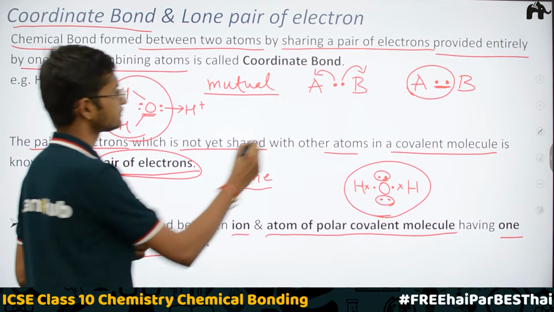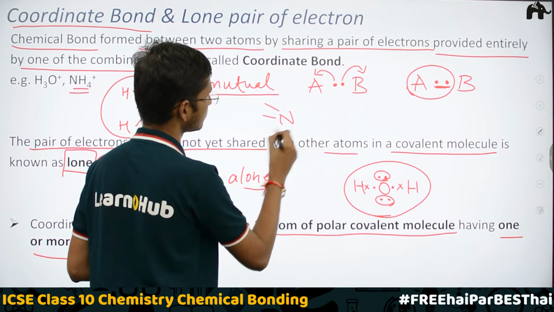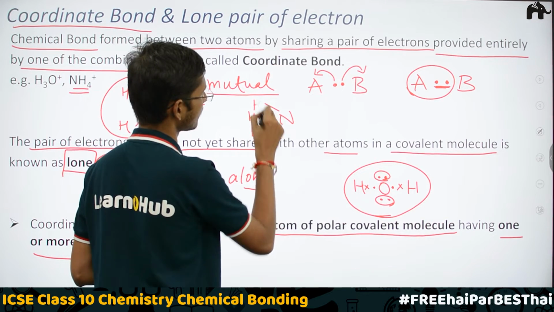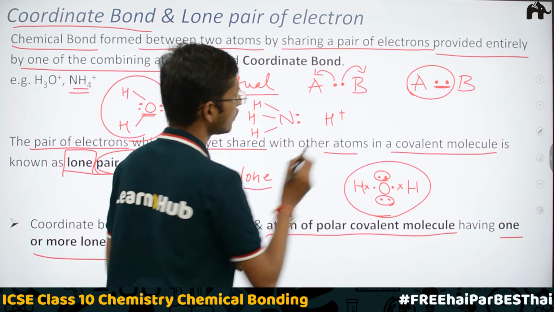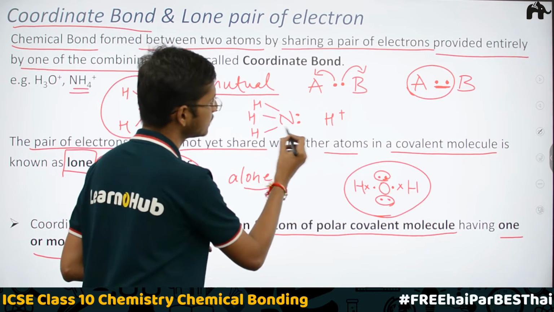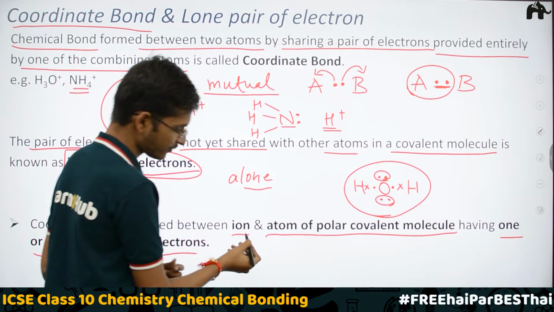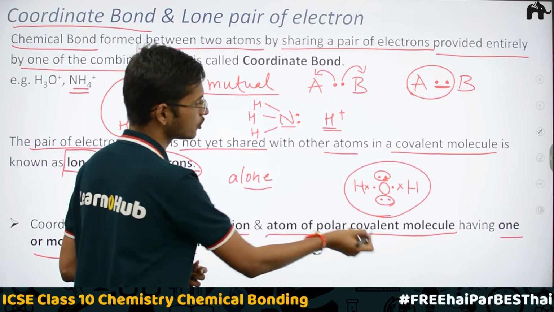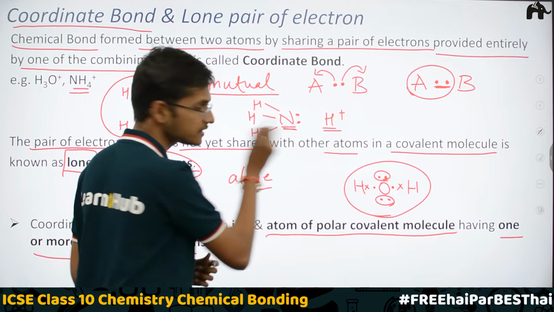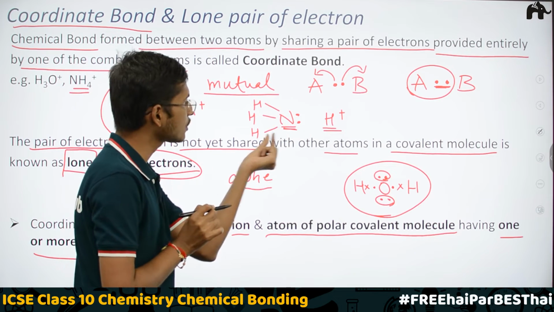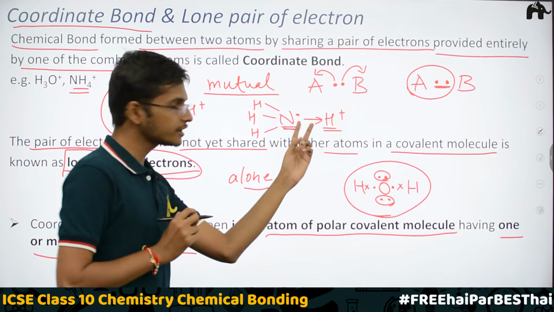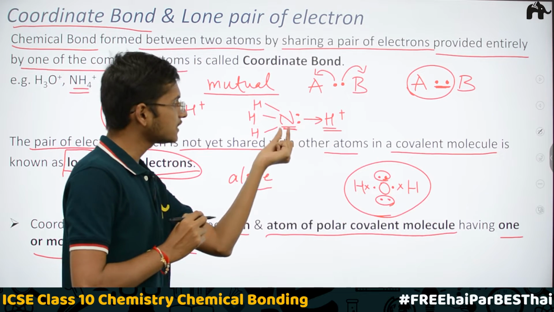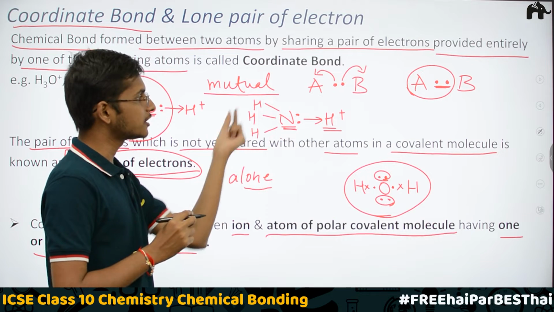Okay, so here suppose these are the 3 hydrogen atoms and the nitrogen atom. Now we are going to study the coordinate bond which is formed between the H plus ion and the atom of the polar covalent molecule, which here in this case is the nitrogen atom of the polar covalent molecule ammonia. So we are going to study the coordinate bond formed between this H plus ion and the nitrogen atom of the polar covalent molecule.